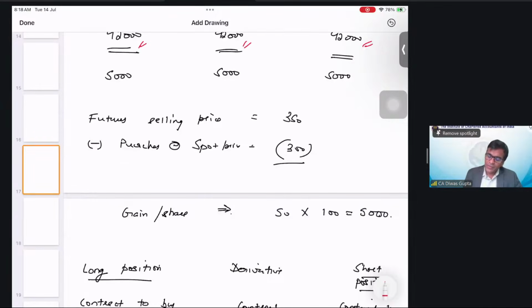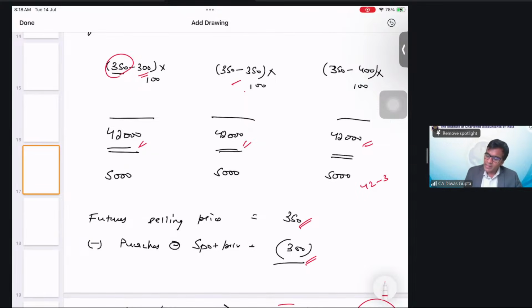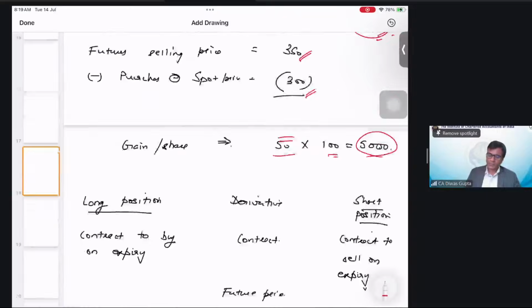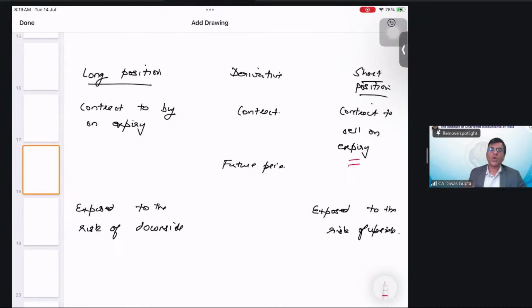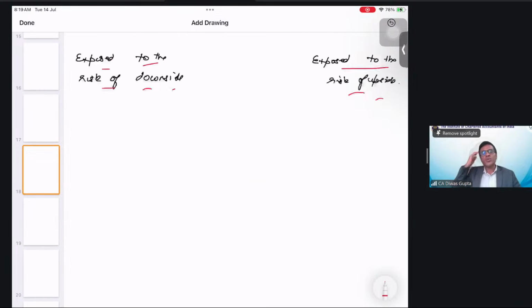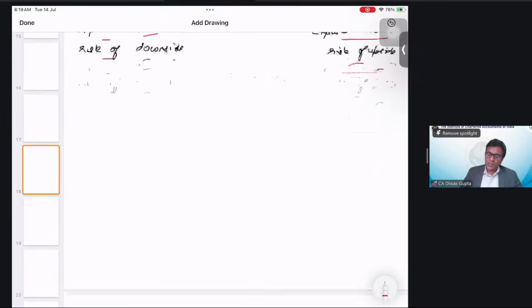So the future selling price of 350 minus the spot purchase price of 300, this is the 50 rupees gain into 100. This 5,000 is what leads to the gain of 42 minus 37, which is the 5,000 gain that we are talking about. Clear, students? So long position means a contract to buy on expiry. Short position means a contract to sell on expiry. A long position is exposed to the risk of downside. And a short position is exposed to the risk of upside, because tomorrow if the prices increase after I've short sold, it is going to increase the loss.